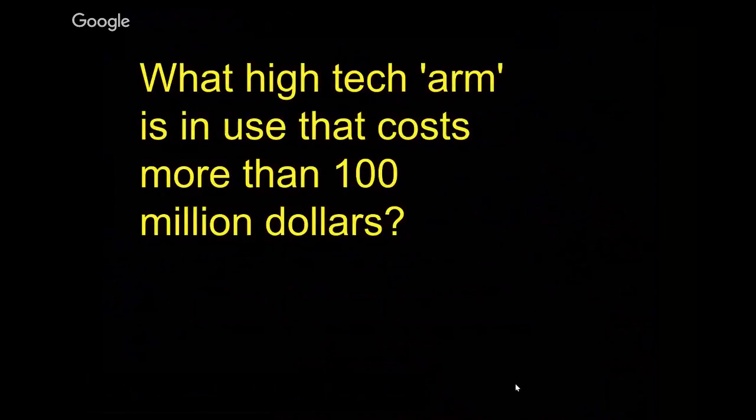See if you know this one. What high-tech arm is in use? The first one cost $100 million.